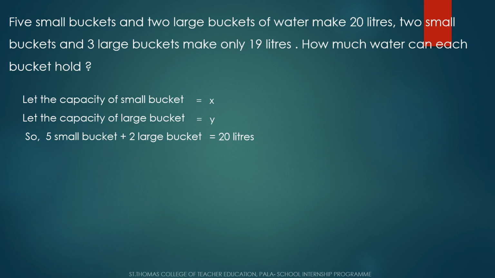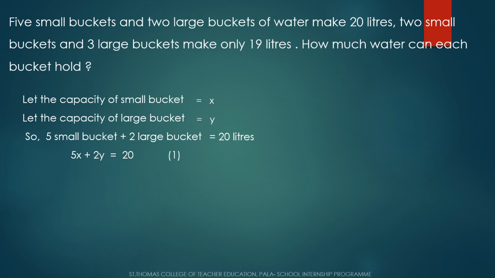Now can you tell me this in terms of an equation? 5 small buckets, that is 5x. 2 large buckets, that will be 2y, which makes 20. So the equation is 5x plus 2y equal to 20, isn't it? And we call this equation number 1.